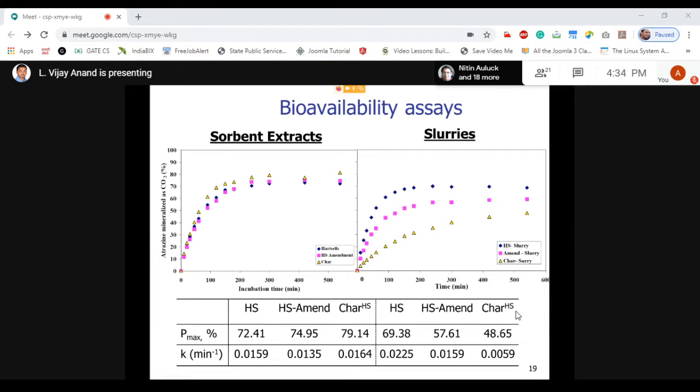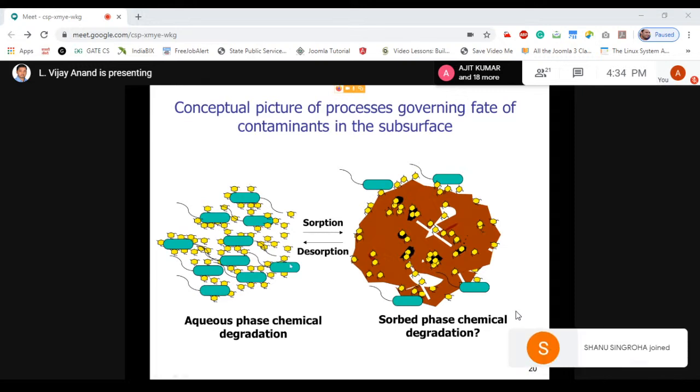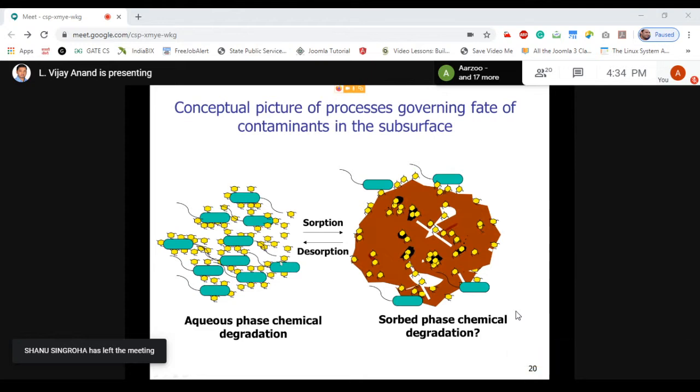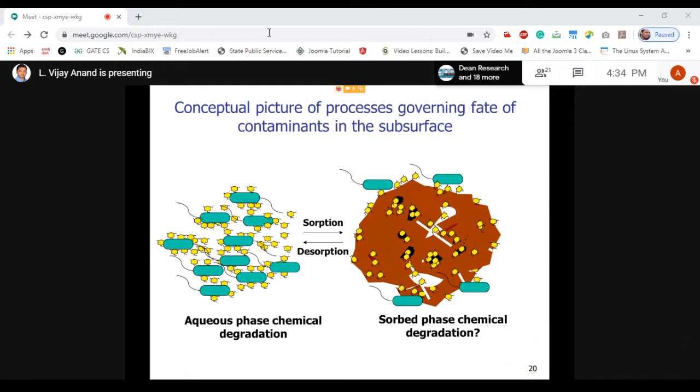Here I'm presenting a cartoon of what's happening in the subsurface when degradation processes are happening. The green ones are the microorganisms and the yellow is the pesticide. In the aqueous phase, degradation of pesticide happens, but the system gets complicated when you have soil in the system. Soil is not really homogeneous. It has char in it and whatnot, as well as silty material and clay material, and the mineralogy is highly heterogeneous.